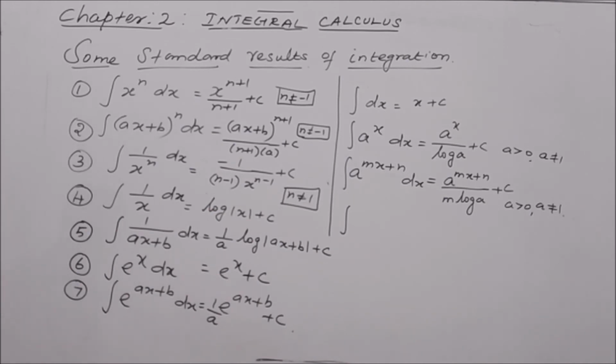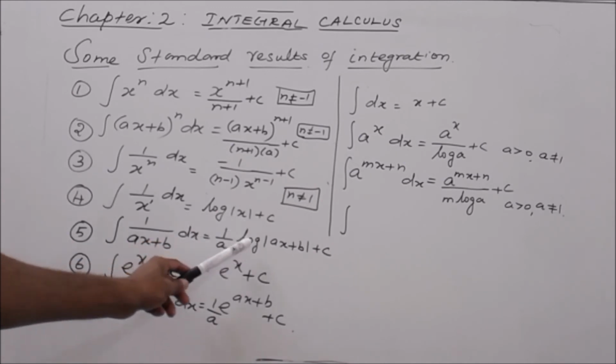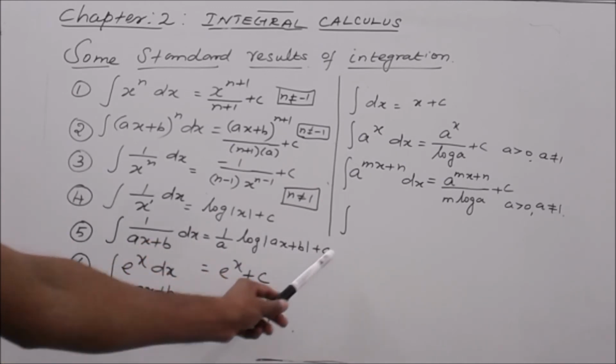And then the fourth case, integral 1 by x dx, where the power of x is equal to 1. So 1 by x dx equals log of modulus x plus c. And then the fifth one, integral 1 by ax plus b dx is equal to 1 by a, the coefficient of x is taken here, 1 by a, log of modulus of ax plus b, plus c.